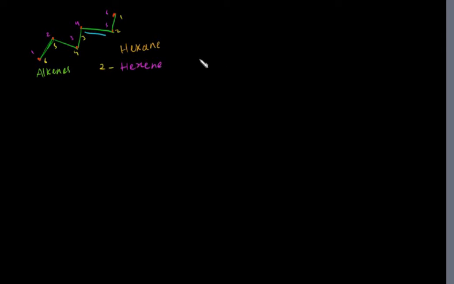Now let's make things more complicated than before. Let's have another example. In this example, the first thing that I need to do is to find the longest chain. So the longest chain is this. This should be the longest chain here, because if you notice, we have 1, 2, 3, 4, 5, 6 carbons. So this is the longest chain here.